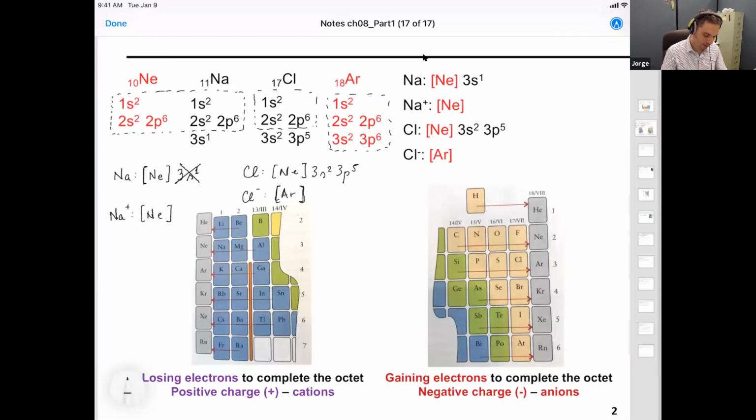Attention here, elements from groups 1 and 2 and part of groups 13 and 14 will usually lose electrons to fill the octet and therefore become positively charged ions, named cations. While on the other side of the table, part of groups 13, 15, 16, and the whole group 17 will gain electrons to fill the octet, becoming negatively charged ions, named anions.